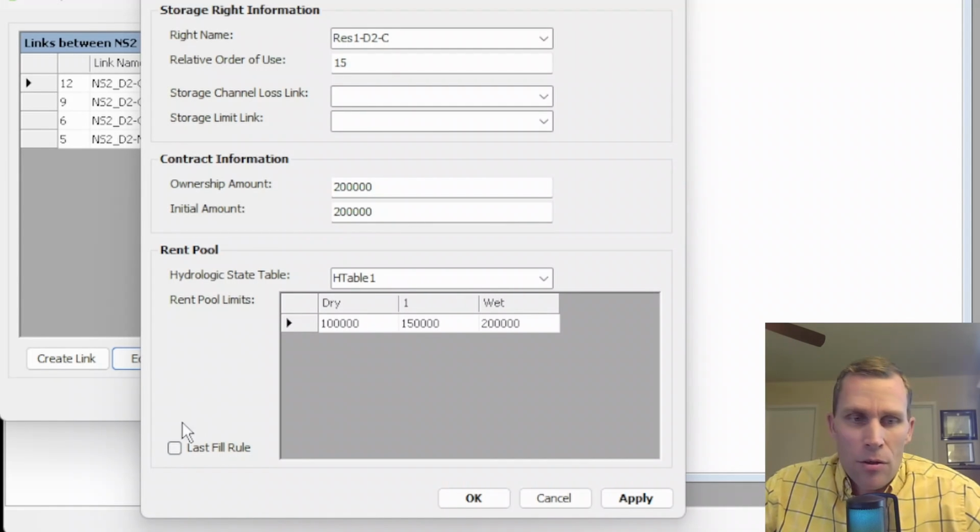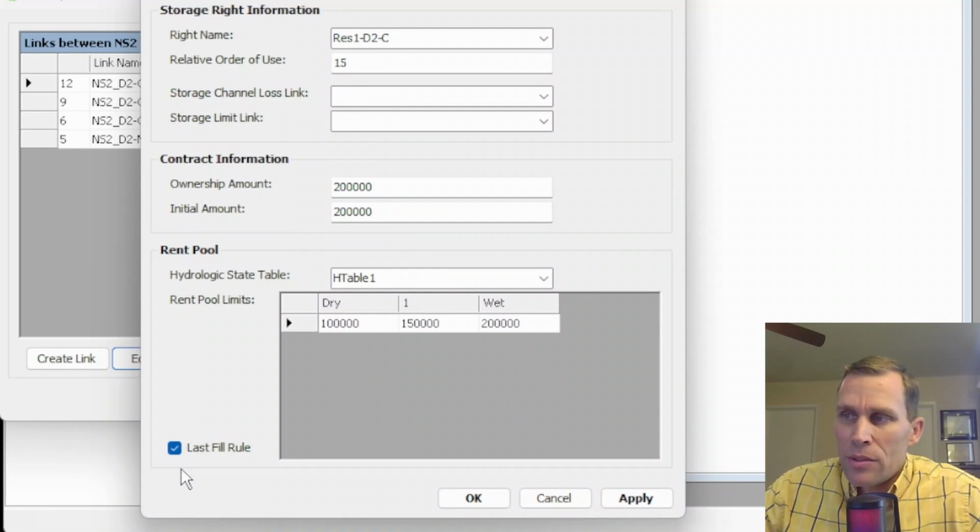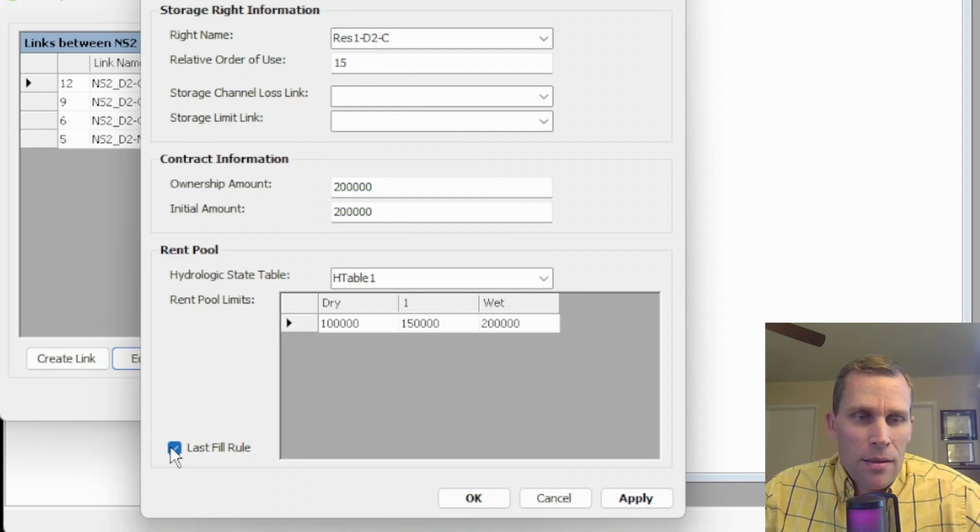So if you leave it unchecked, and that's what it is by default, then you're not going to lose your priority. But if you go ahead and check that checkbox, then it will downgrade the refill priority of that water space to be the last fill status. Okay, so go ahead and leave that unchecked unless you have good reason to check it.